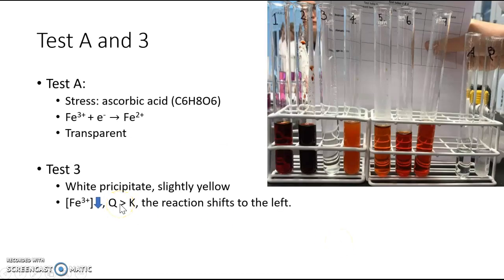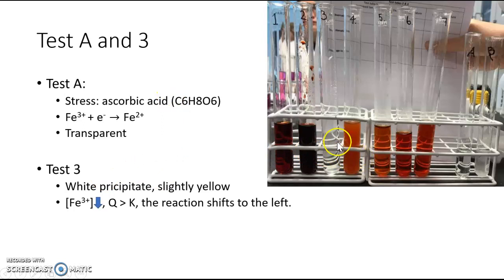In test A and 3, in test A we first wanted to check which effect it had if we added ascorbic acid to an iron 3 solution. And what happened was that it became transparent. That's because the iron 3 ions are reduced into iron 2 ions, and iron 2 ions don't have the red color that iron 3 ions have. Therefore it became transparent.